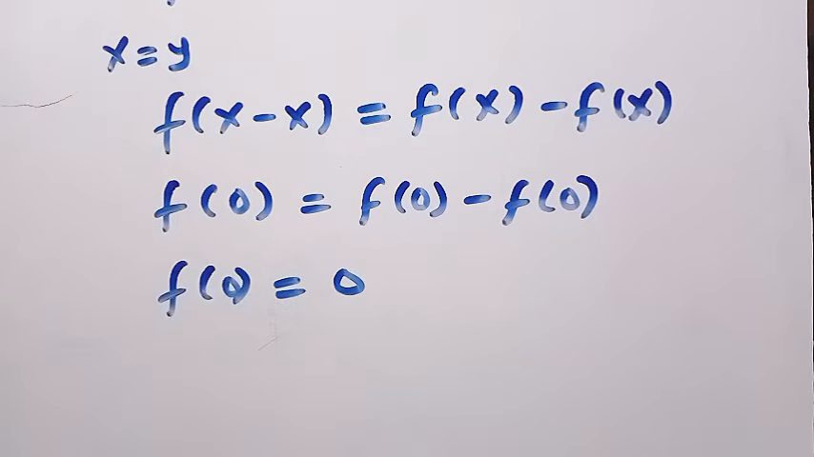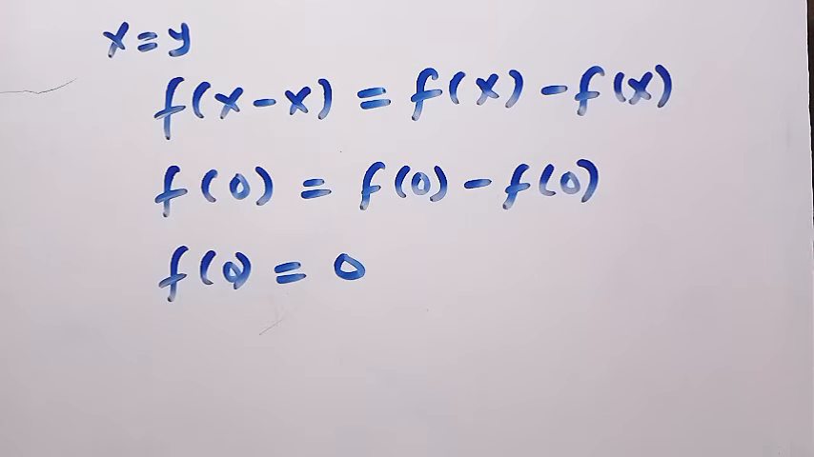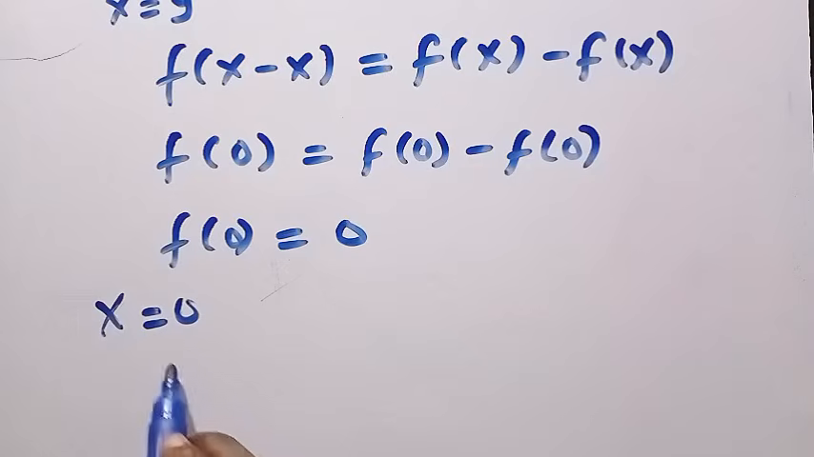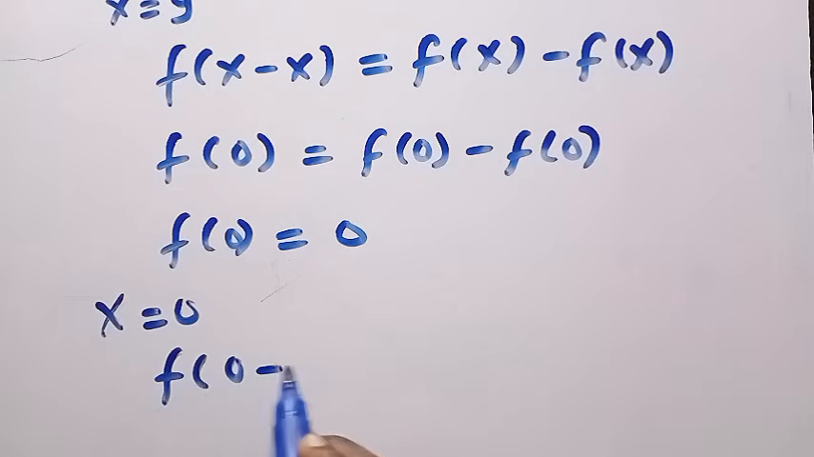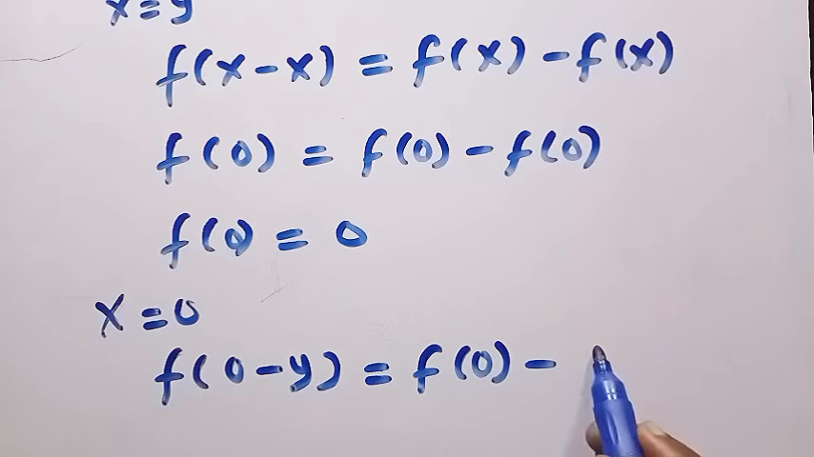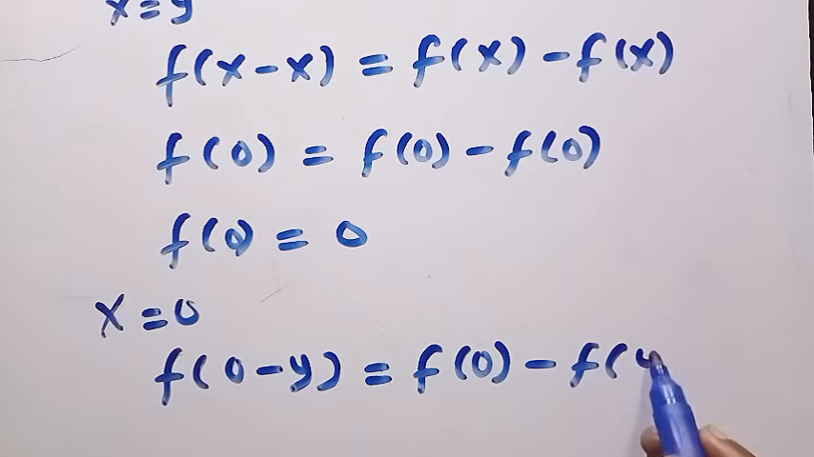And then if we test for the oddness, we test for the first one with x and y, both of them the same number, like x is 1, y is 1, and others like that. Again, if we test for the oddness, suppose we let x equal 0, therefore we are going to have f of 0 minus y equals f of 0 minus f of y.